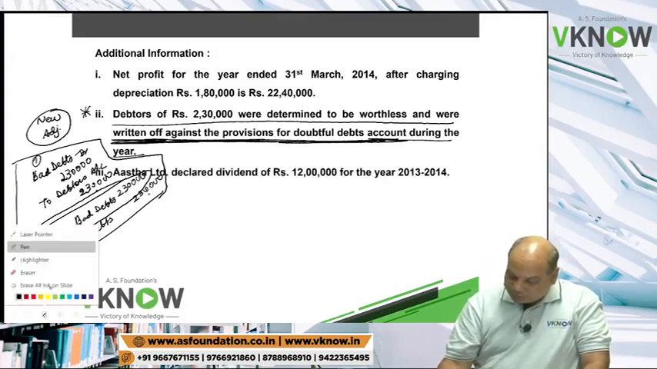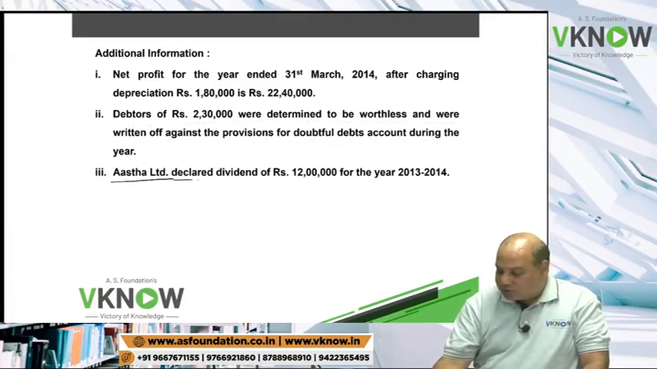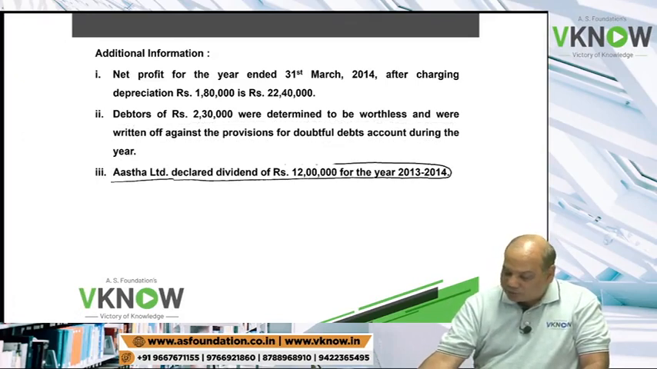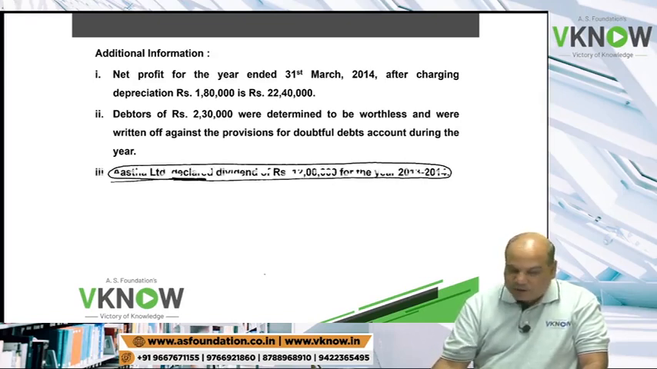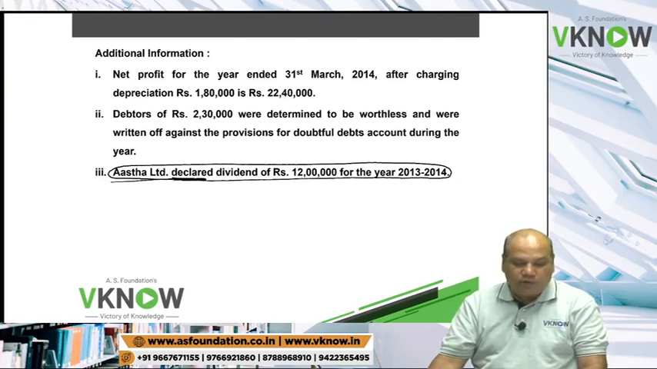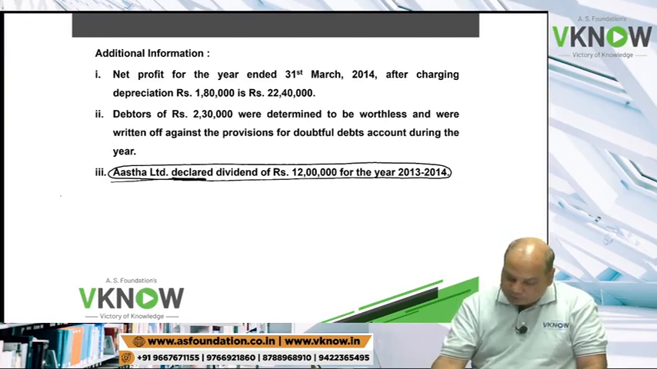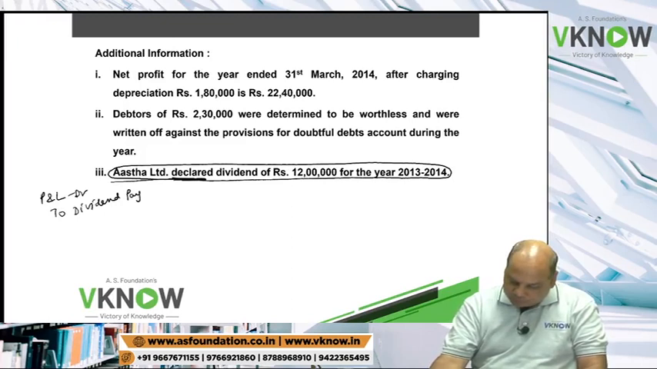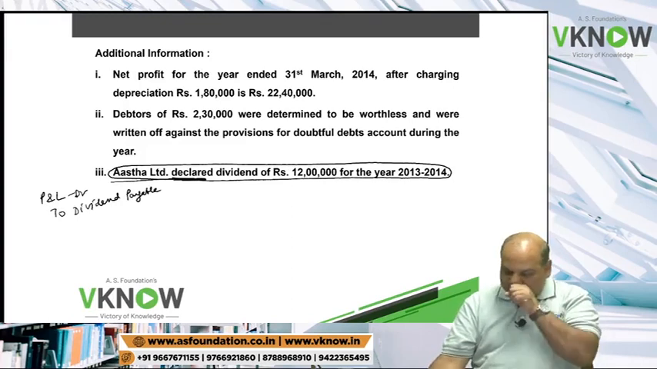Point number 3, Astha Limited declared dividend of 12 lakh. Only declared. Entry for dividend declared. I want to ask you, entry for dividend declared. The entry will be P&L account debit to dividend payable account.